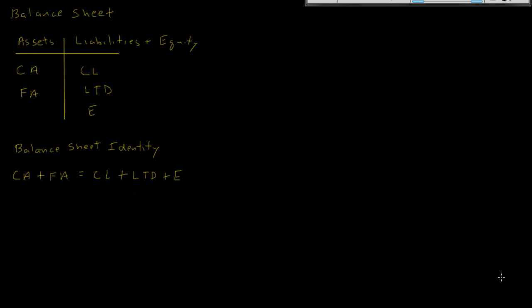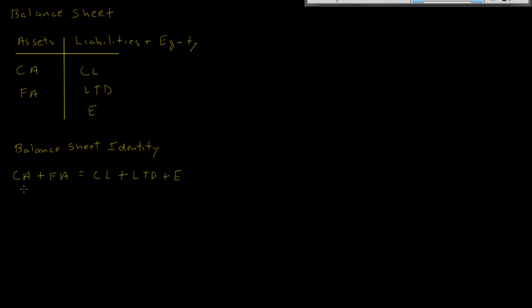I want to take a look at the uses and sources of cash. And the best way to understand this is by going to the balance sheet. Now, you should recall that the balance sheet has assets on the left-hand side and liabilities and owner's equity on the right-hand side. And there's a balance sheet identity. In fact, the term balance sheet means these items have to balance. Left-hand side has to equal the right-hand side.